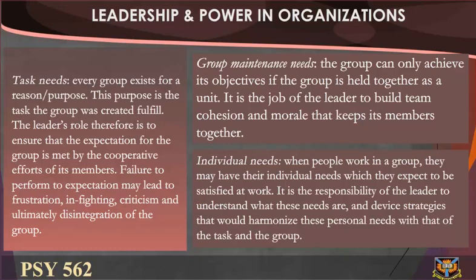Group maintenance needs. The group can only achieve its objectives if the group is held together as a unit. It is the job of the leader to build team cohesion and morale that keeps its members together. Individual needs. When people work in a group, they may have their individual needs which they expect to be satisfied at work. It is the responsibility of the leader to understand what these needs are and devise strategies that would harmonize these personal needs with that of task and of the group.